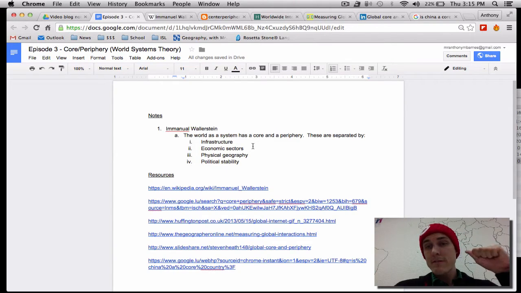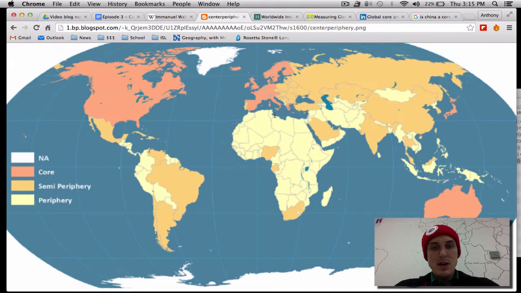Whereas the global peripheral countries tend to have a less developed infrastructure. They tend to have a more primary sector-based economy, agriculture and resource extraction. They tend to have less of an advantage when it comes to physical geography. A lot of them are landlocked. And lastly, they tend to be politically unstable. If we go back to that map, we notice that, yeah, that's pretty standard amongst the global core and periphery.